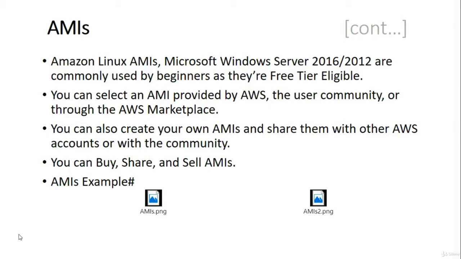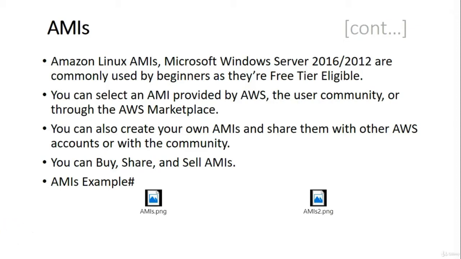Amazon Linux AMIs, Microsoft Windows Server 2016 or 2012 are commonly used by beginners as they are free tier eligible. There are many free tier eligible AMIs. We will see this in a while. You can select an AMI provided by AWS, the user community, or through the AWS Marketplace. You can also create your own AMIs and share them with AWS accounts or with the community. You can buy, share, and sell AMIs.